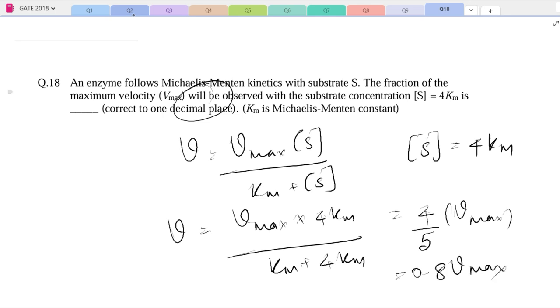So the correct answer here is 0.8. It's a very simple Michaelis-Menten kinetics question. If you get such a question, you are really lucky because they have not added extra complications through inhibitors and stuff. In that case, you would have to do a lot of calculations to understand what type of inhibitor it is and things like that. So this is a very straightforward question. If you get it, it's pretty easy to score.